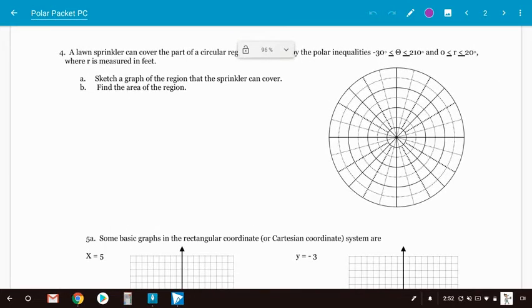So in terms of a word problem, it says a lawn sprinkler can cover part of a circular region determined by polar inequalities. So inequalities means greater than or less than, right? And it says -30 degrees is less than theta, which is less than 210, and that r is between 0 and 20. There should be no degrees here. It just should be that my radius is between 0 and 20.